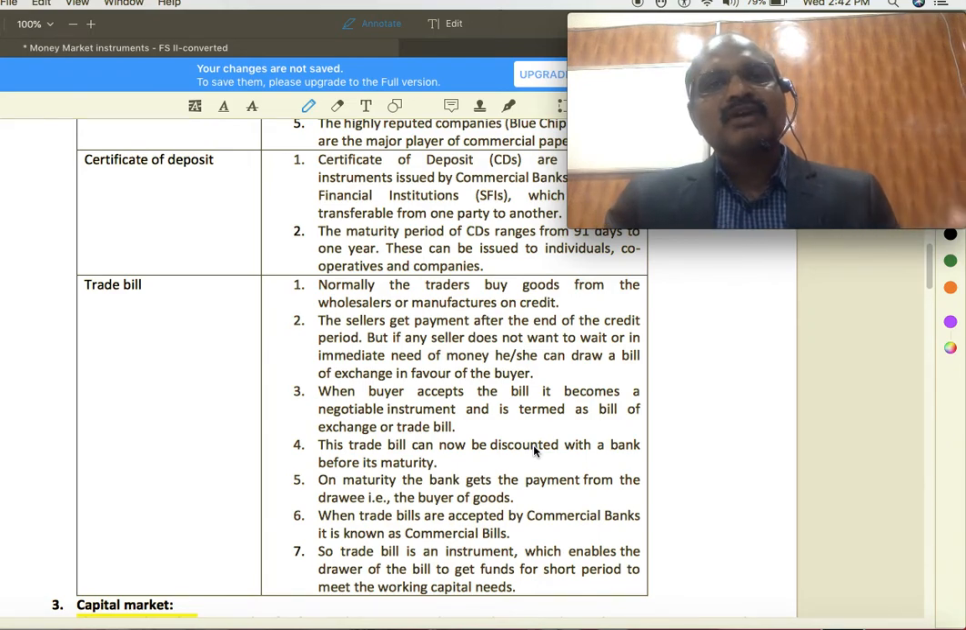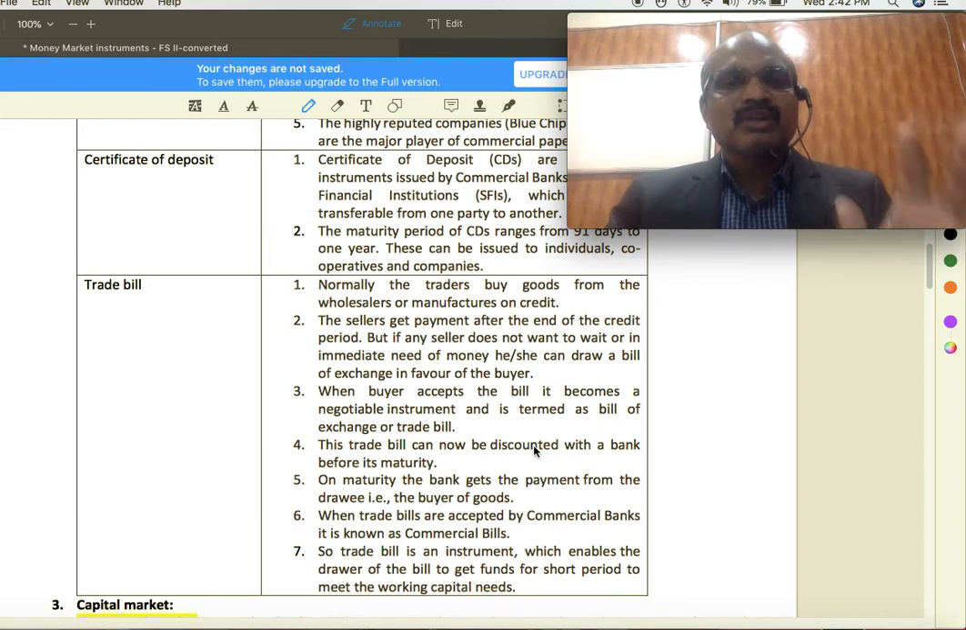Trader's bill, in the sense when traders would like to buy goods from manufacturers, if traders are not in a position to pay money on the spot, sellers will draw the bill of exchange and give it to the buyer. The buyer will accept the bill. There is a maturity period. Yes. So it's like this.